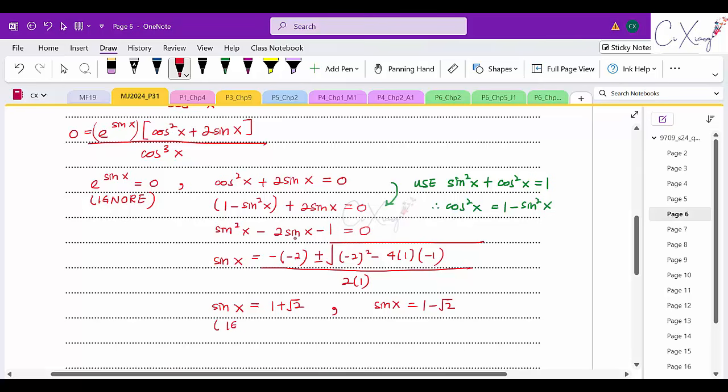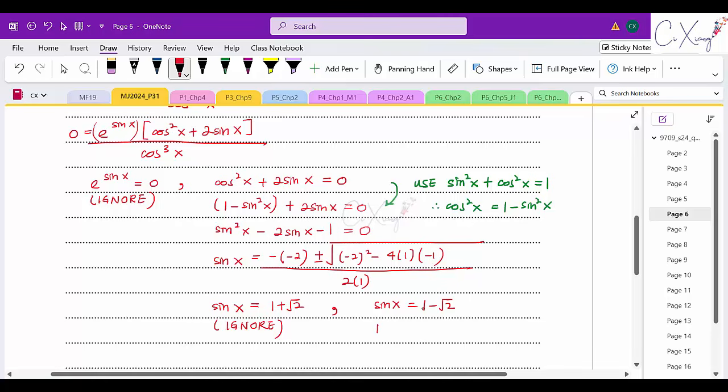Okay, so definitely we'll ignore this answer, because this one is already more than 1. 1 plus root 2 is already more than 1, right? So it is impossible for us to have the solution, the value of x, when the sine value is more than 1. Okay, so we have to continue and solve the second equation.